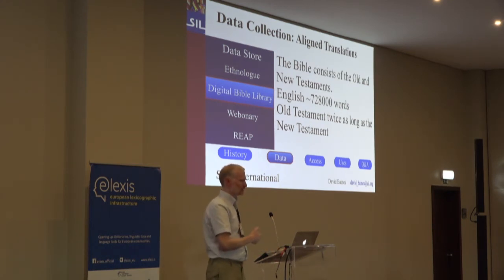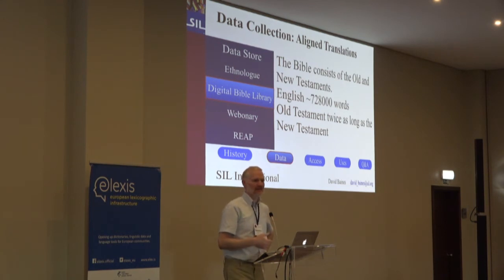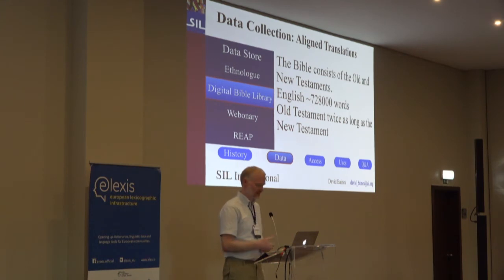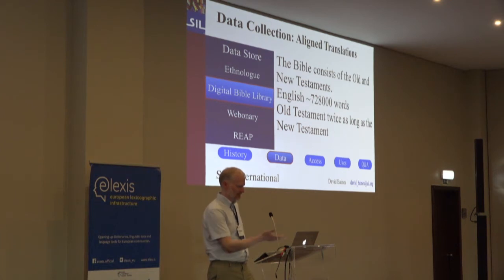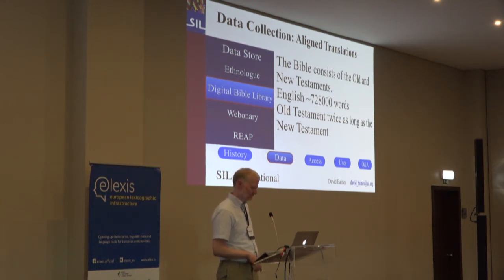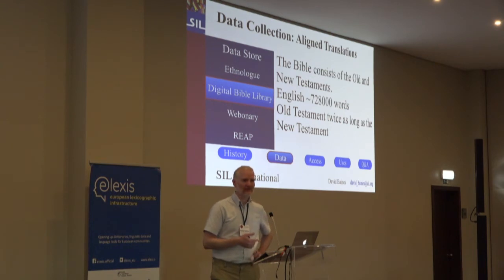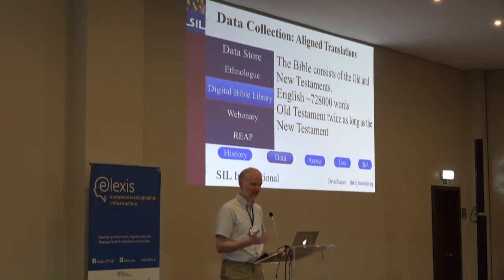So the Digital Bible Library, as I mentioned, contains translations of the Bible from many different agencies, not just SIL, but whoever's doing Bible translation. The Bible, as I say again, is the Old and New Testament. In English, it's about 728,000 words in the whole Bible, so not all that long. Most of our focus has been on the New Testament, which is half as long as the Old Testament, so that chops the number of words down considerably.